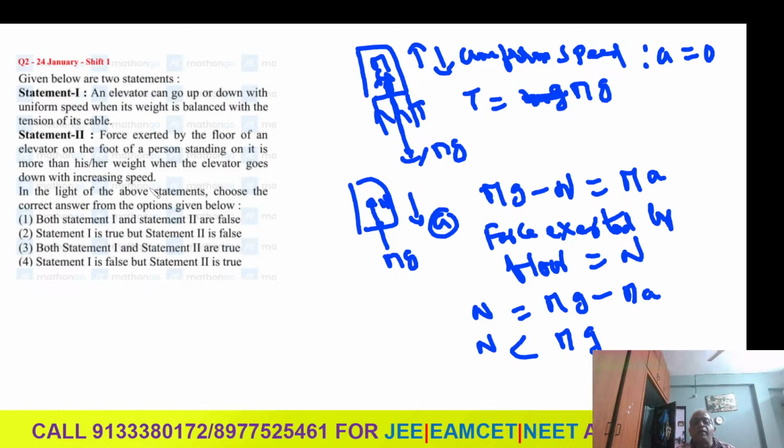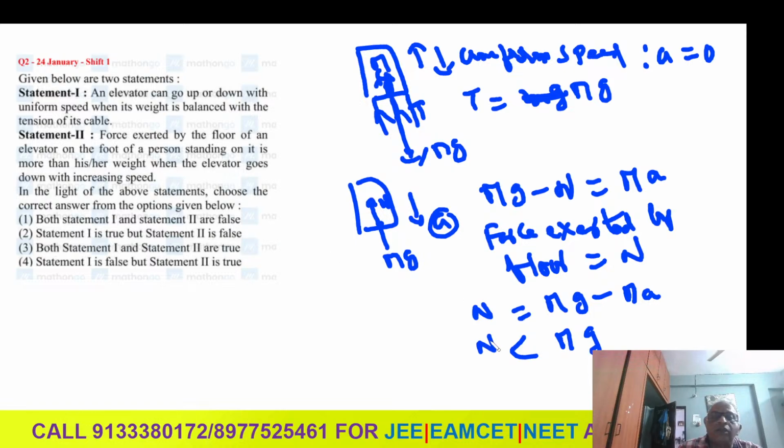Going down with increasing speed means the speed is increasing, and acceleration is positive. But normal reaction is mg minus ma, so definitely it is less than mg, but he is telling greater than mg. So that is not correct. Statement 1 is true, because when it is going with uniform speed, acceleration is 0, so tension is equal to mg. Therefore, weight is balanced by tension. So statement 1 is true, statement 2 is false.